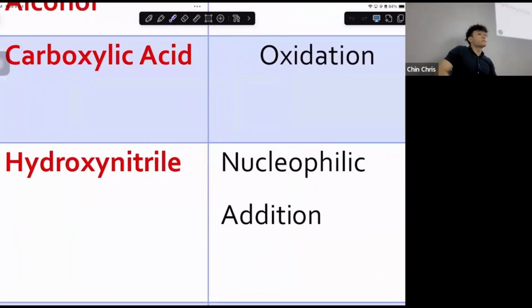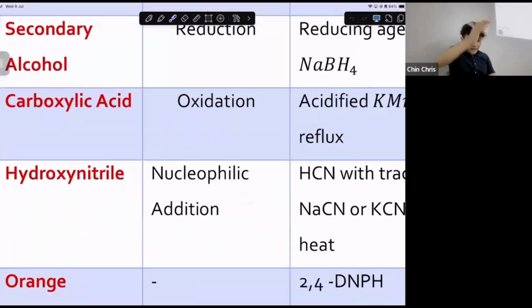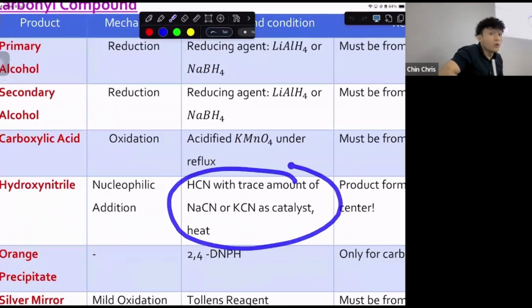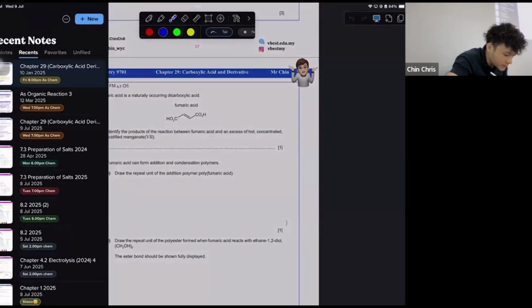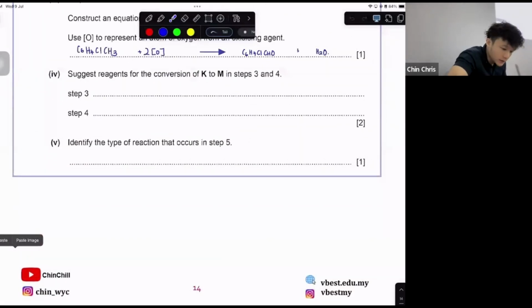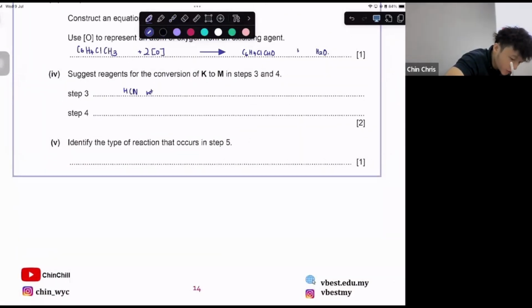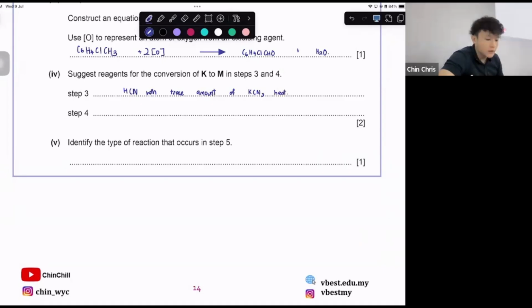HCN with a trace amount of KCN. Well done. NaCN, KCN. Good job. Let's write down: HCN with a trace amount of NaCN or KCN, and heat, right? Correct. So guys, do not forget your AS reactions, which is why I move on to organic immediately, because you need all your AS reactions.